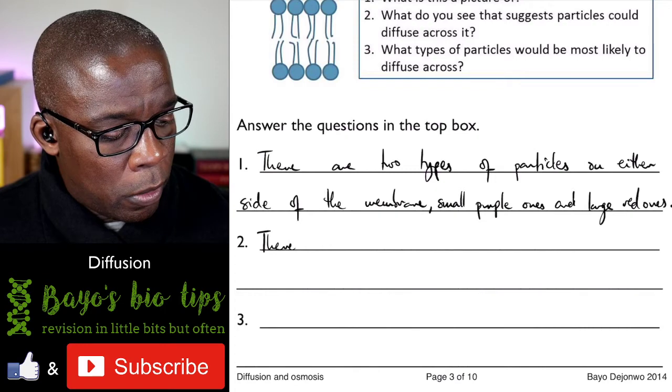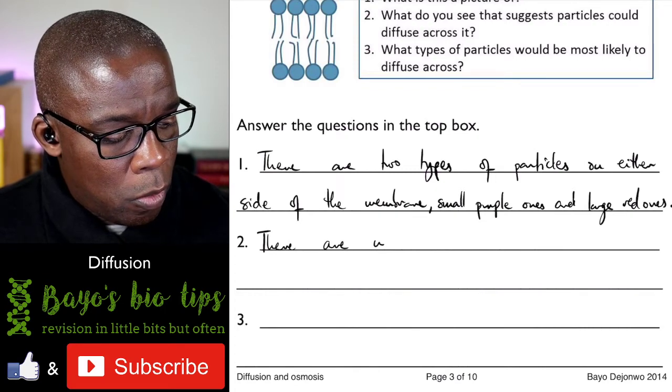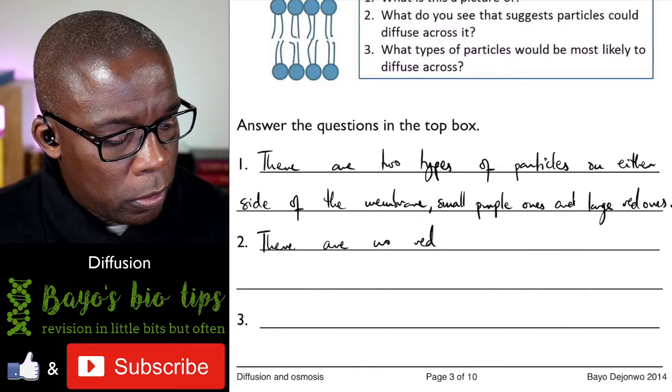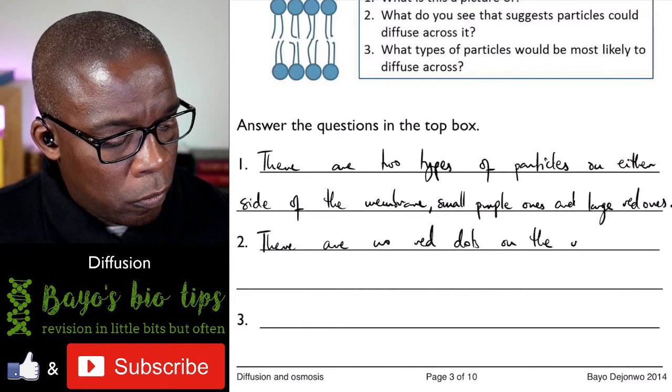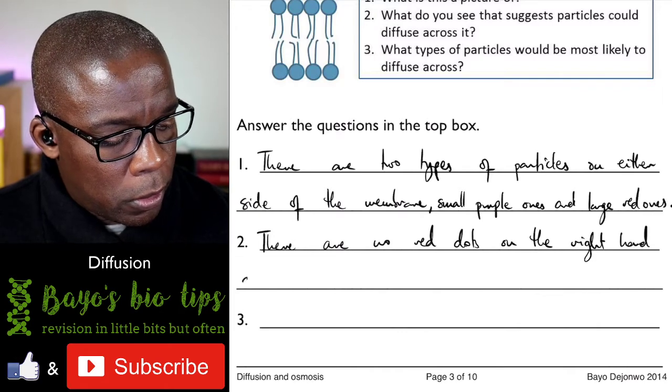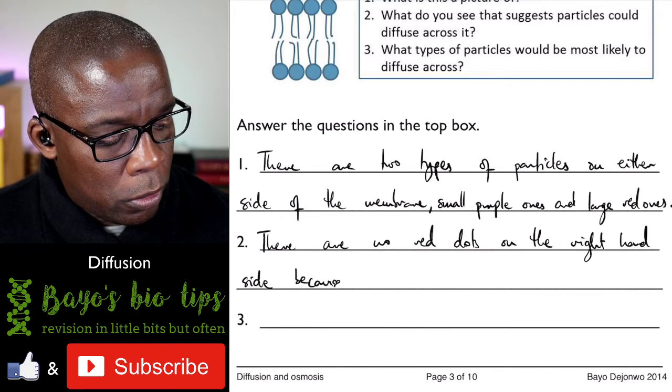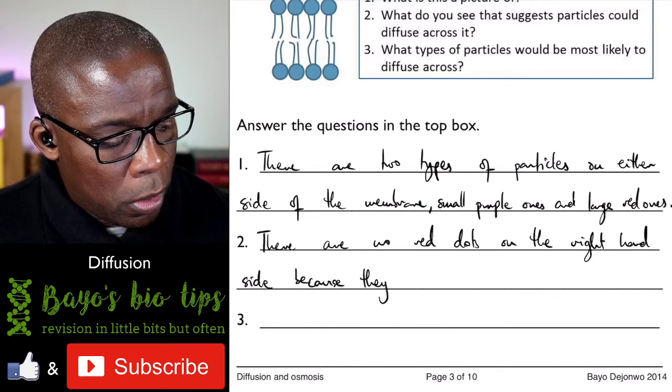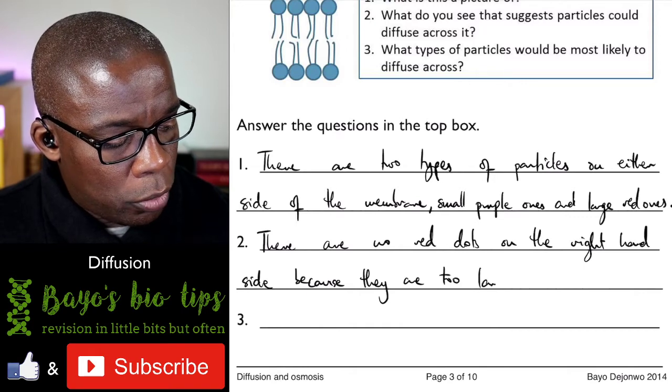There are no red dots on the right hand side because they are too large to pass through.